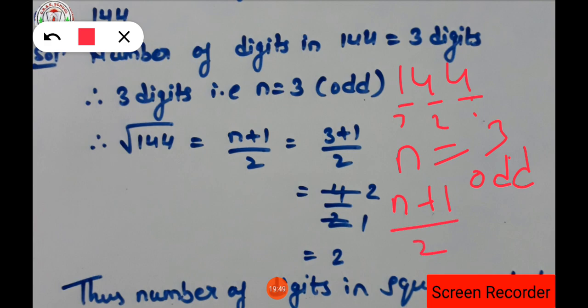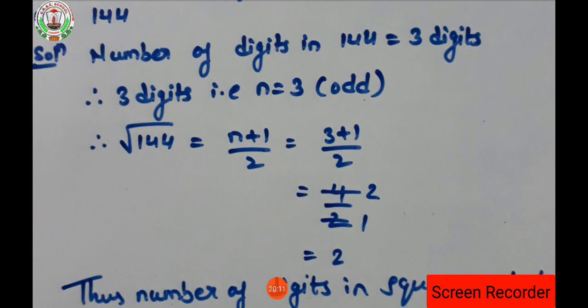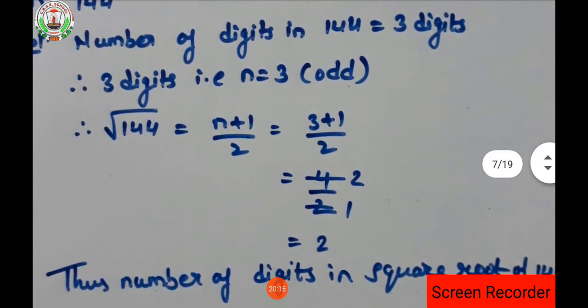Okay. So n plus 1 by 2, that means how much? N is 3, isn't it? So 3 plus 1 by 2. 3 plus 1 is how much? 3 plus 1 is 4. So 4 by 2. 2 will get cancelled one time and 4 will get cancelled two times, isn't it? So what is the number of digits in the square root? That is 2 itself. So the number of digits in the square root is 2.